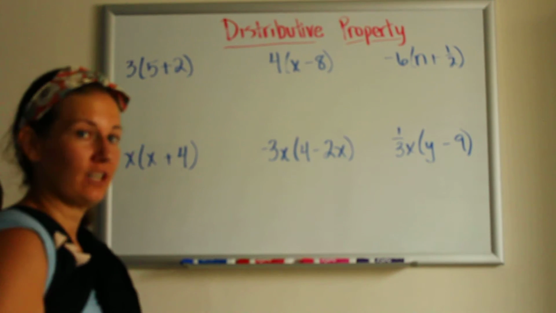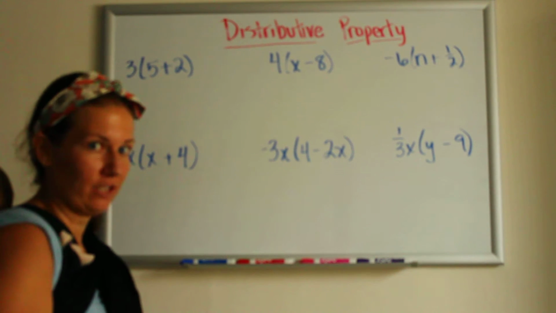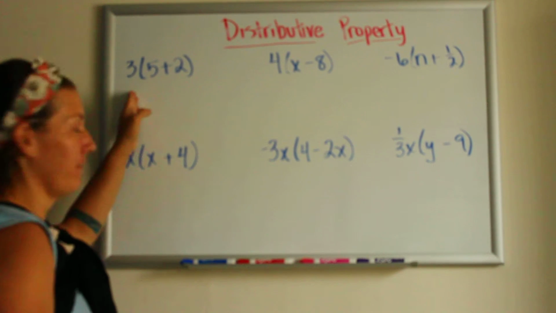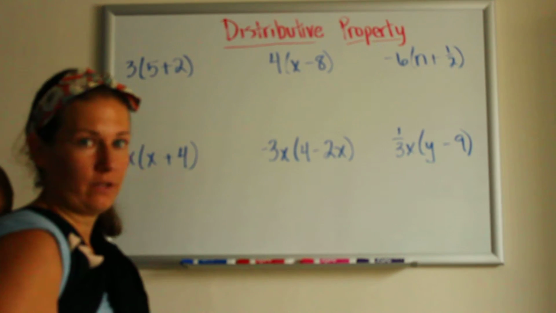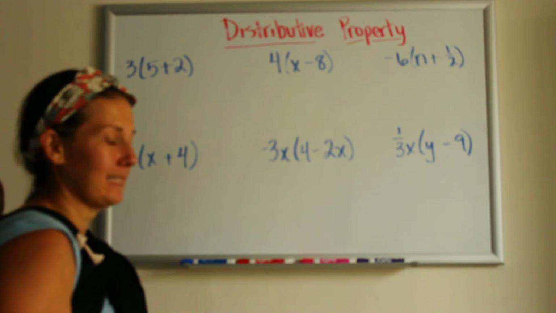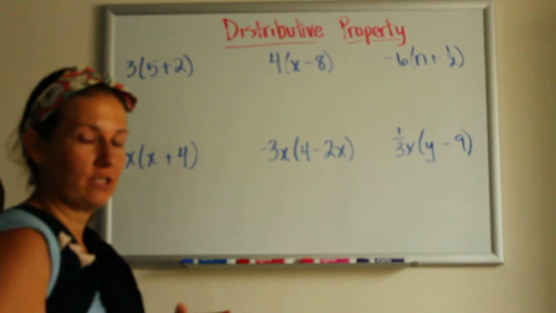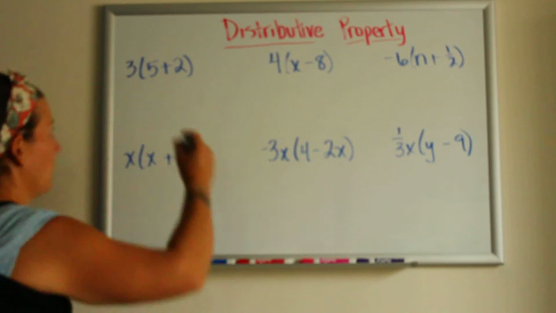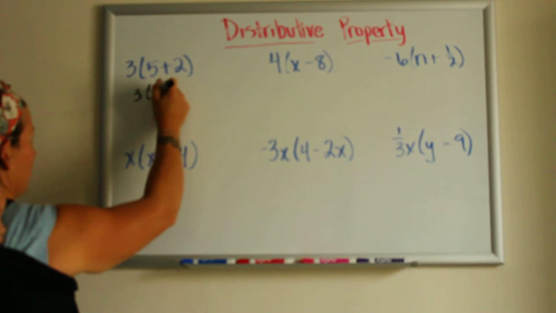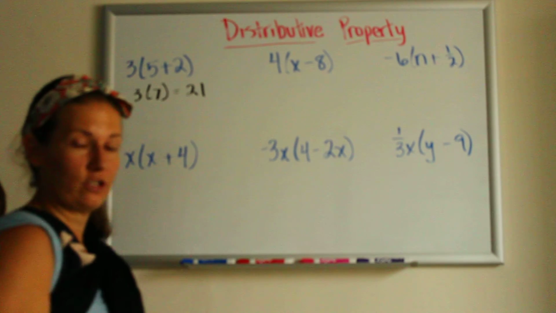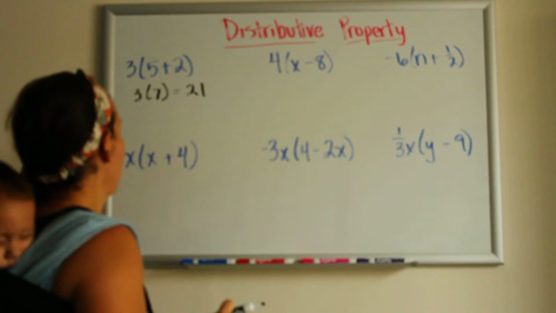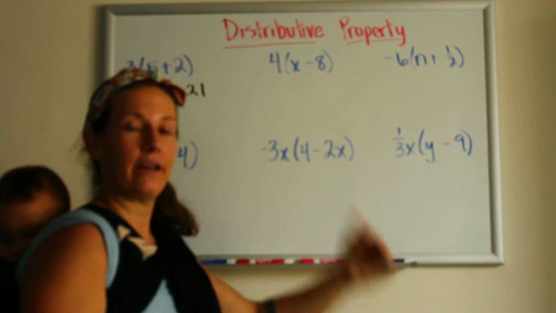So we want to start by looking at just a regular old expression. So here I have 3 times the quantity of 5 plus 2. Now, we always follow order of operations, so we're going to look inside those parentheses first, and we'll start by adding 5 plus 2. So then we get 3 times 7. Well, that equals 21.